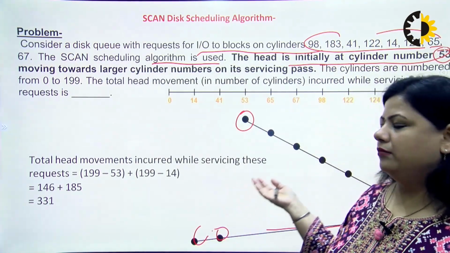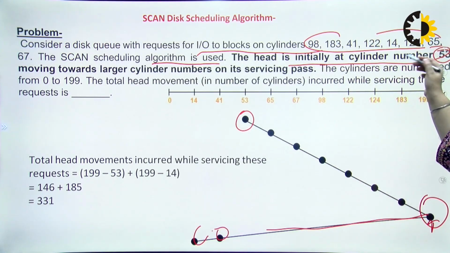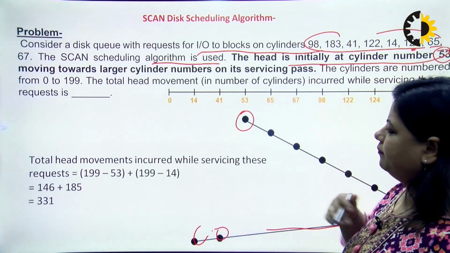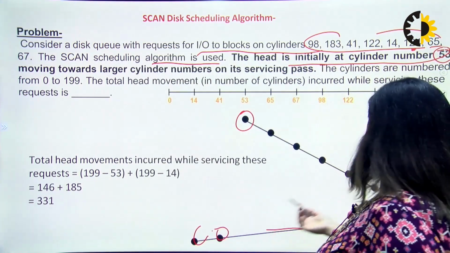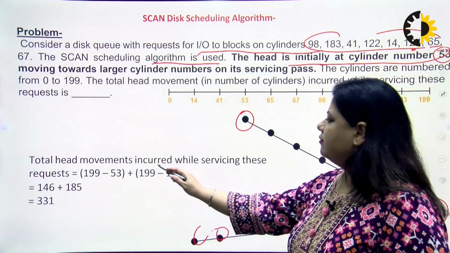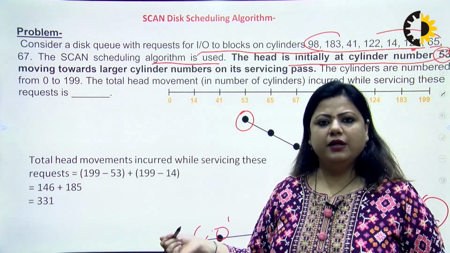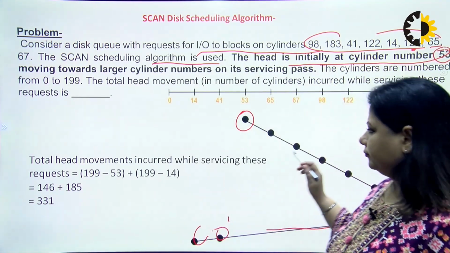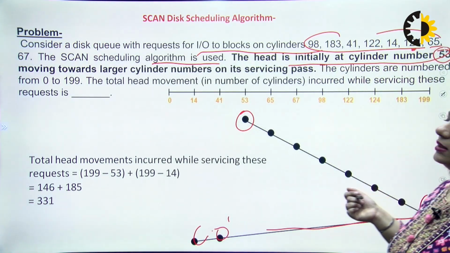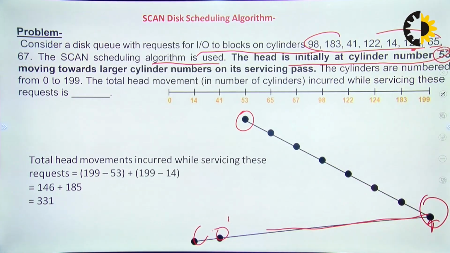At the other end, it services the other requests given in this string. Now what will be the head movement? We directly write 199 minus 53 and 199 minus 14. This will be the movement of the SCAN scheduling algorithm. Now what will be the answer? That is 331. This is the answer of this problem.